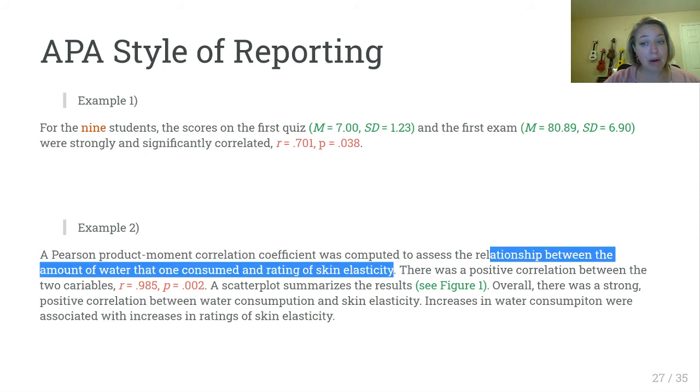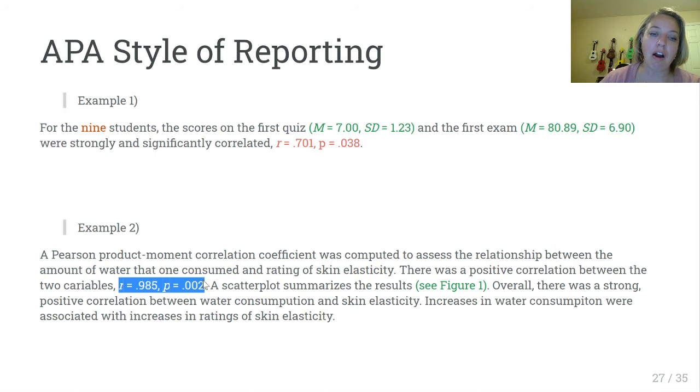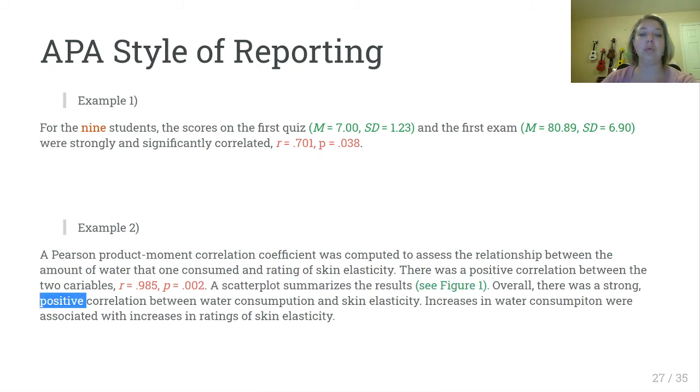And then we can say what we found. There was a positive correlation between the two variables, with a value. Again, I'm just reporting R and P, with neither of them having a 0 in front of the decimal and both of them having three numbers after the decimal place. If you're writing this as a larger document, you can include the scatter plot. A scatter plot summarizes the results. See Figure 1. Overall, there was a strong positive correlation between water consumption and skin elasticity. Increases in water consumption were associated with increases in ratings of skin elasticity.